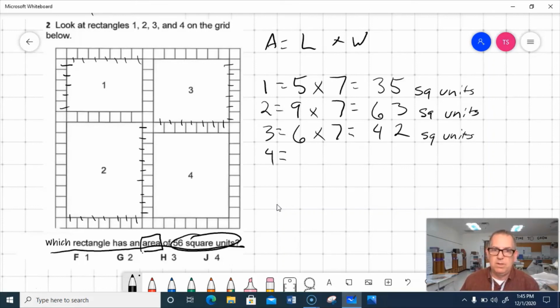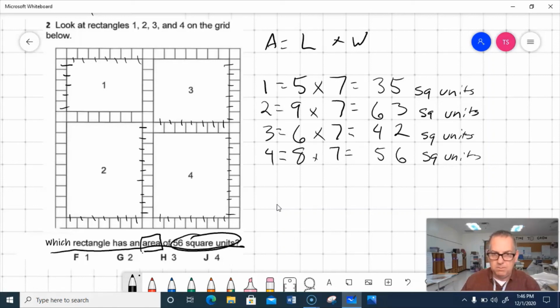So, rectangle 4, our last rectangle. What is the length and width of rectangle 4? That's correct. It is 1, 2, 3, 4, 5, 6, 7, 8 by 1, 2, 3, 4, 5, 6, 7. So what is 7 times 8? 7 times 8 is 56. And that's square units.